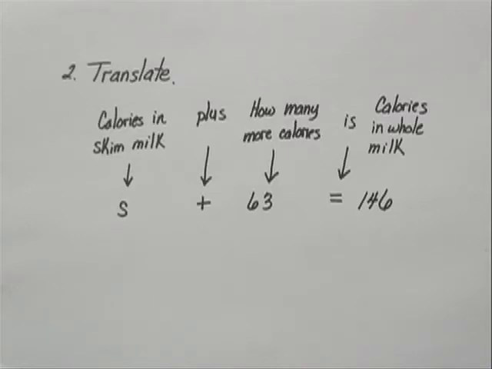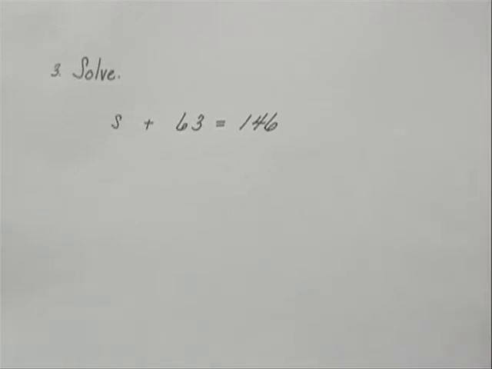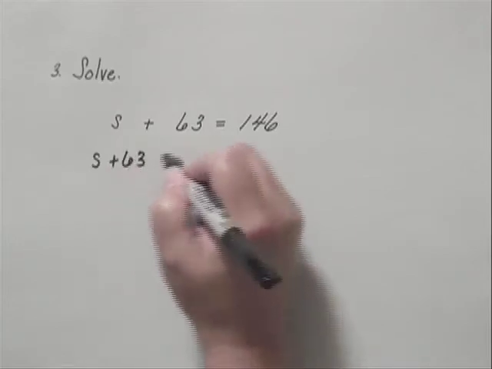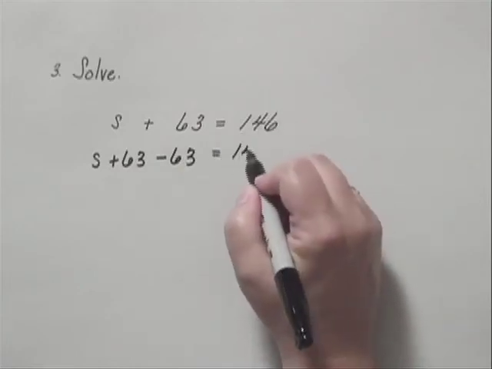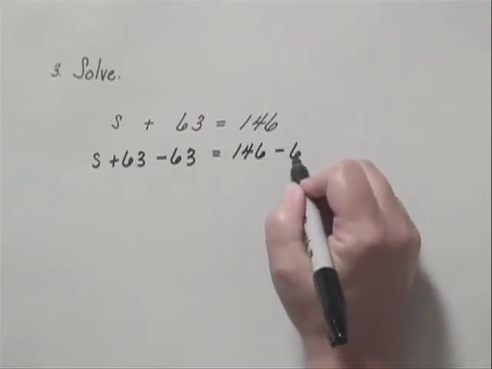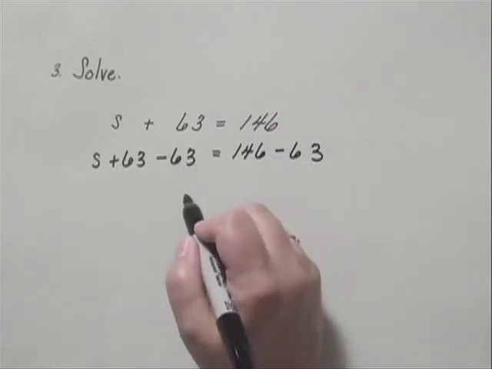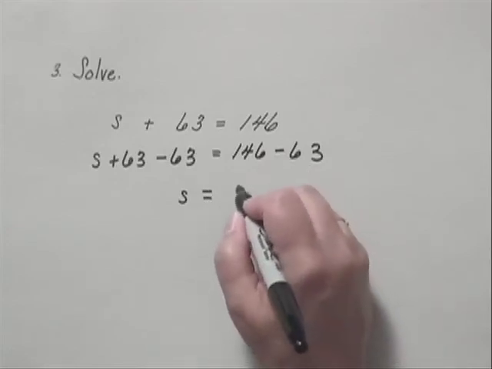So we can move to our third step, which is to solve the problem. And we solve S plus 63 equals 146. To solve this, we subtract 63 on both sides of the equation. So writing that, I have S plus 63 minus 63 equals 146 minus 63. S plus 63 minus 63 is S. 146 minus 63 is 83.